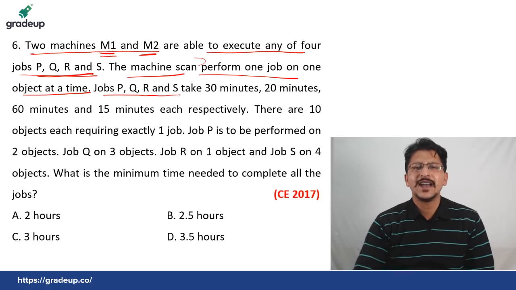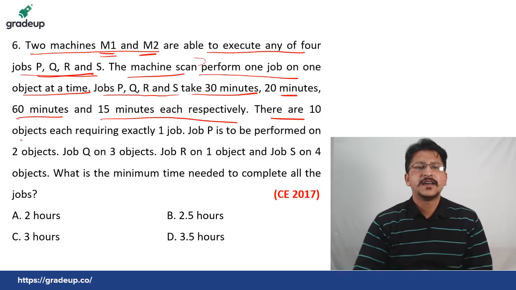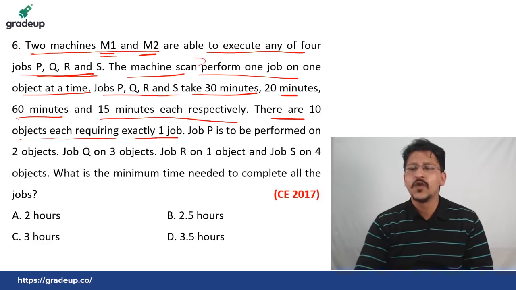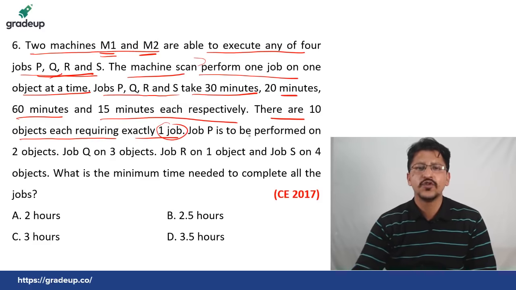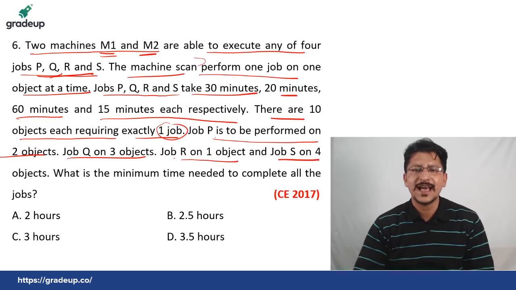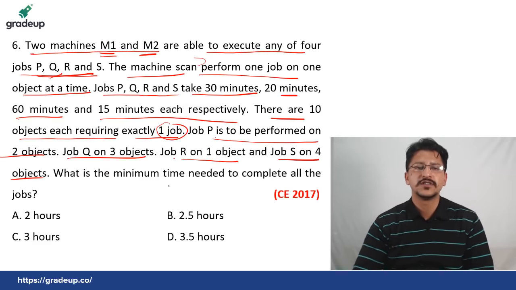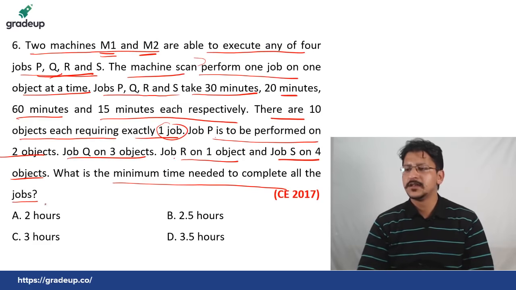Jobs P, Q, R and S take 30 minutes, 20 minutes, 60 minutes and 15 minutes each respectively. There are 10 objects, each requiring exactly one job. There are 4 jobs. Job P is to be performed on 2 objects, Q on 3 objects, R on 1 object, and S on 4 objects. Then, what is the minimum time needed to complete all the jobs? This is the question.